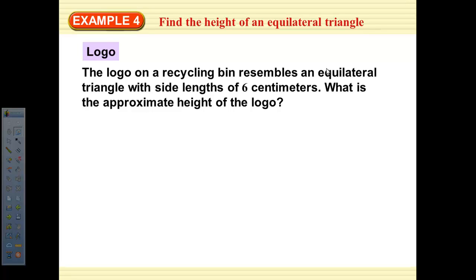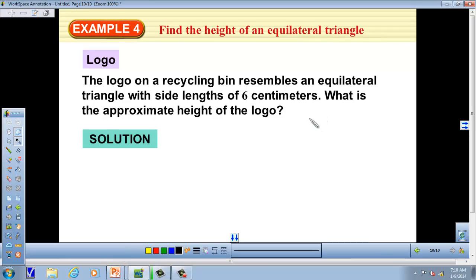The second part of this lesson has to do with another common right triangle, which is a 30, 60, 90 triangle. We're going to look at that right now. In this case, they're talking about an equilateral triangle with side lengths of 6. So I'm going to draw that.